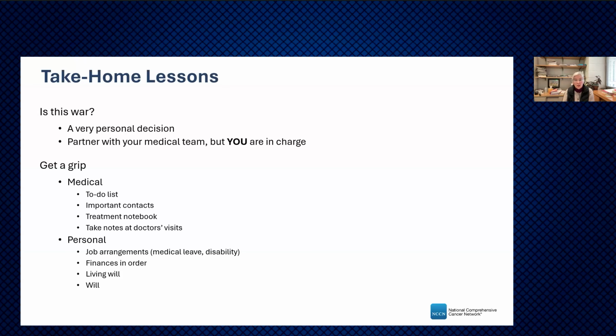One of the other first things you need to do early on is what I call get a grip. Getting a grip is a mechanism or mechanisms for you to be a little bit in charge. It gives you time to get acclimated to this diagnosis and to be effective in dealing with it. And you need to get a grip medically. You need to have a to-do list, a calendar. I have these appointments. I have these pills I have to take. You can keep a diary. I have these toxicities. It keeps you busy doing this. It keeps you focused. It's a good thing.